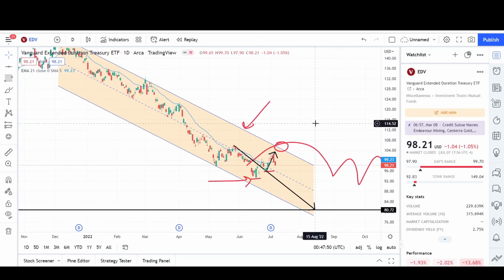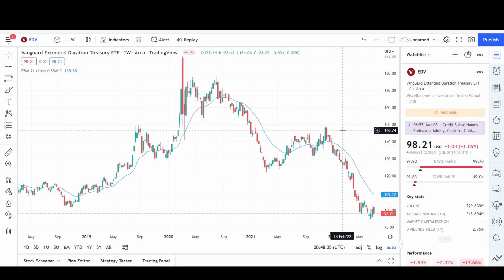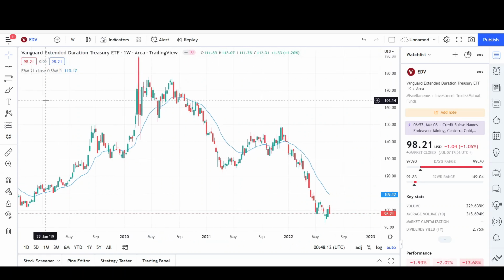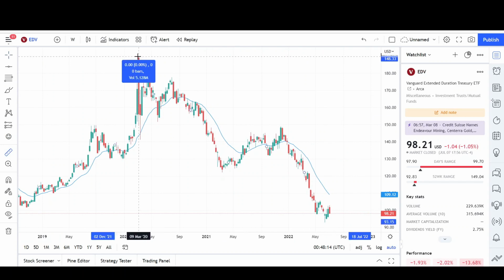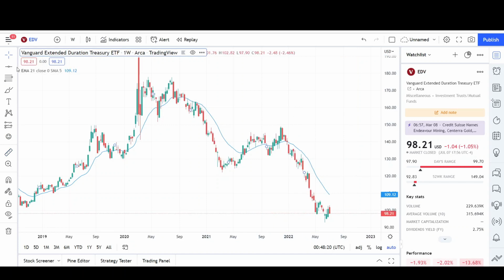We can go and wrap this up on the weekly chart. And here we have the weekly chart for EDV. Looks like there was a high at the 189 level, and currently we're trading, like I said before, right around the $98 level. So that's a 47% drop thus far. I still think there's a bunch of selling pressure left.